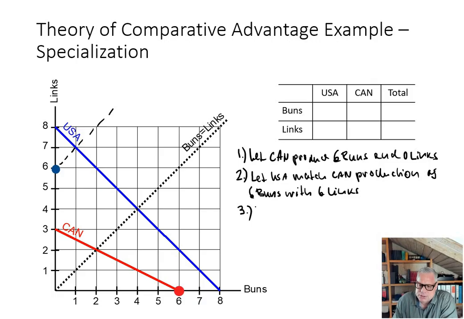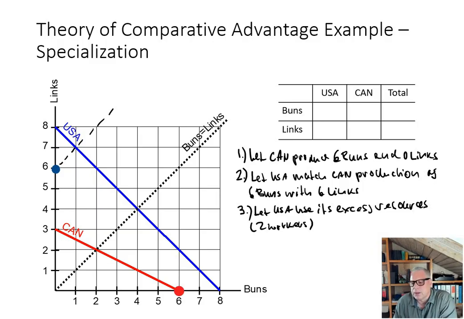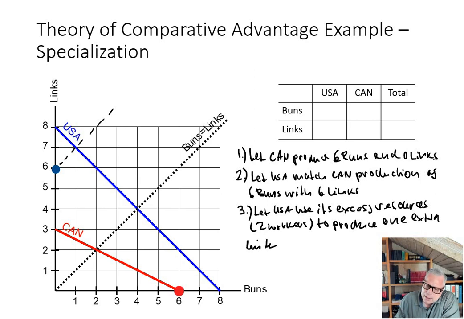So therefore, third step is let the USA use its excess resources, which is now 2 workers, to produce one extra link and 1 extra bun.